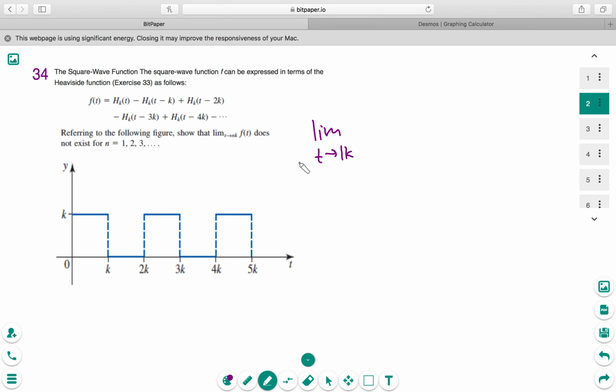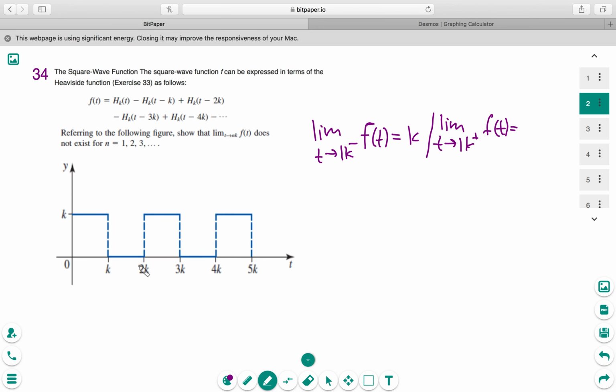So let's evaluate it from both sides, right? Let's do the negative side first. What is the negative side of this f of t? I'm going to write that: f of t. Looking from the left side, it's going to keep approaching k. It's not changing at all. It's just a straight line, right? So this is going to be equal to k. And what about the limit on the other side? The limit as t goes to 1k from the positive side of f of t.